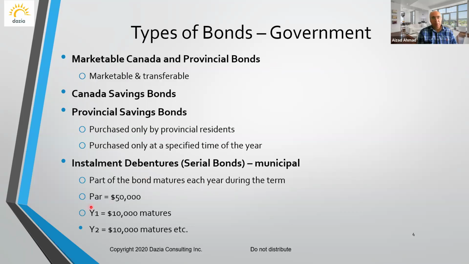The government also issues bonds. The installment debenture is just saying that, okay, you will get some portion of your investment back every year. So those are municipal bonds.